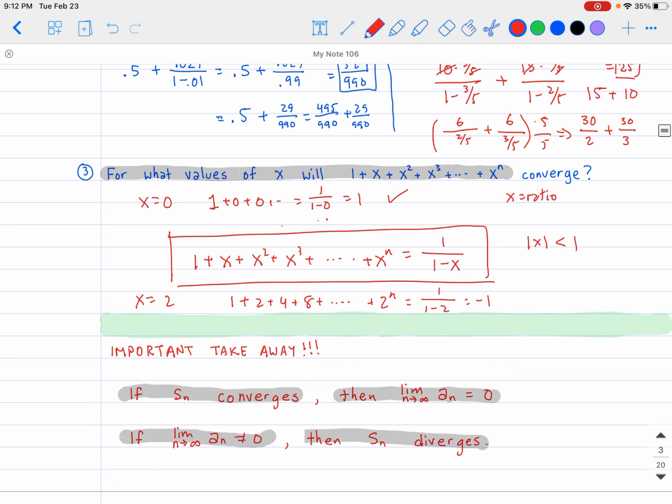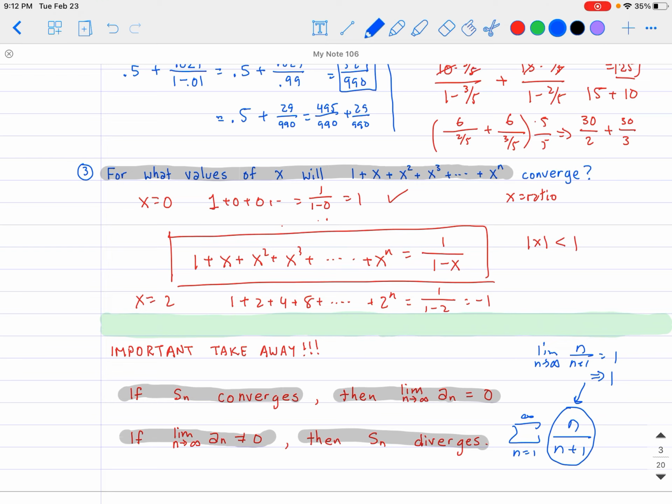So to give you an example of this, let's say I want to take the summation from n equals 1 all the way to infinity of n over n plus 1. You'll notice that for this part right here, as n approaches infinity, it is getting closer and closer to 1, right? The limit as n approaches infinity of n over n plus 1 is equal to 1.